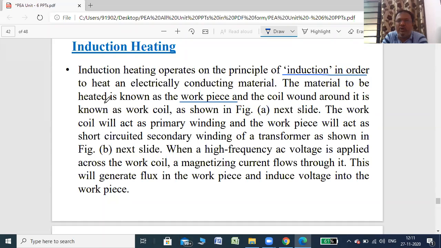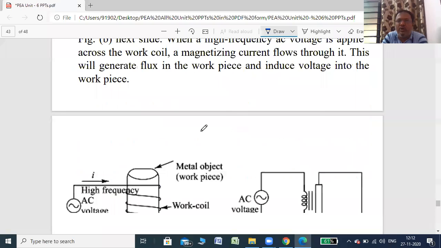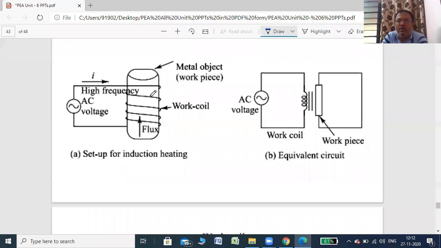So the material to be heated is known as the workpiece, and the coil wound around it is known as the work coil, right? So this is the principle. See, this is a metal piece, the workpiece, and this is a coil, right? The only difference is that we are applying here a high frequency AC voltage, right? Not a 50 hertz line frequency. We are applying high frequency AC voltage.